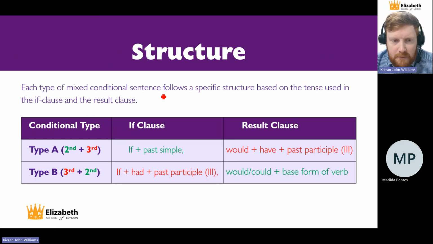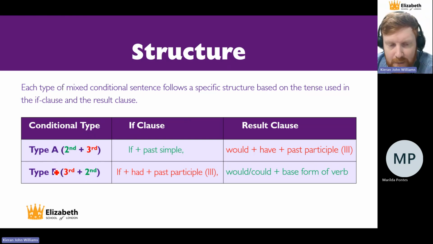So each type of mixed conditional sentence has a specific clear structure based on the tenses that are included in them. So there is a way to make the if part of the sentence, and there is a way to make the result part of the sentence. Okay, so it may be good to take a screenshot of this or to write it down or pause the video and write it like this, okay? Because it gets a little bit complicated in this situation.